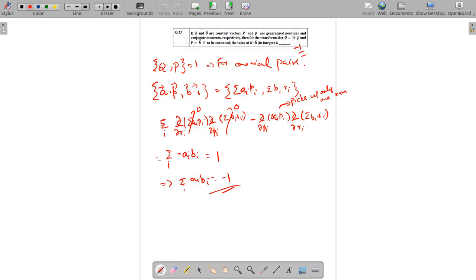If vector A, vector B are constant vectors and vector R, vector P are generalized positions and conjugate momenta respectively, then for the transformation Q equals A dot P and P equals B dot R to be canonical, what should be the value of A dot B? It's an integer. Okay, so a canonical transformation means you start from old coordinates. This is your old coordinates. So by some transformation generated by something called generating functions.